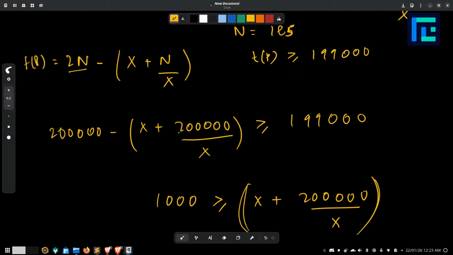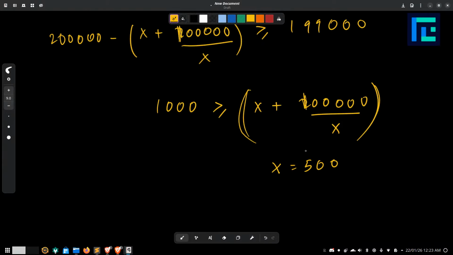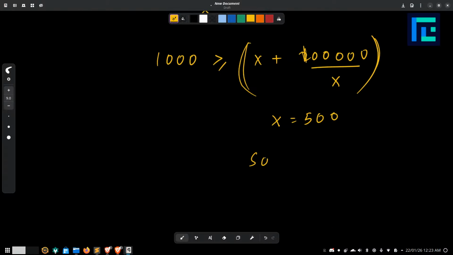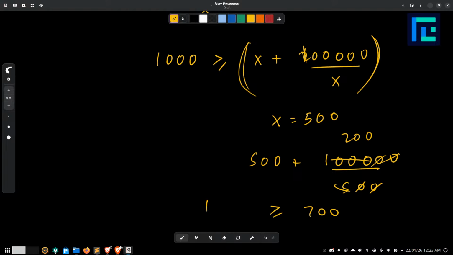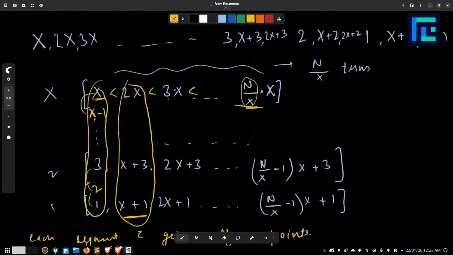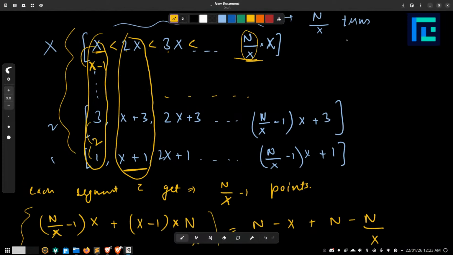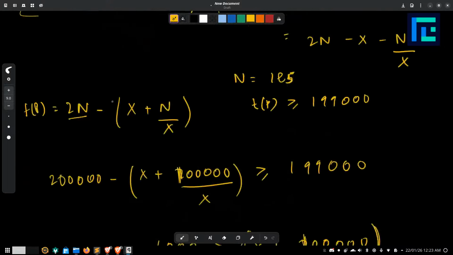Actually, n was 1e5, right? So this is 1. This is 1. Sorry. This is 1. So if we put x equal to 500, this value becomes 500 plus 100000 upon 500. And this is 200. So this becomes 700, which is less than or equal to 1000. So we are actually good to go with the value x equal to 500. So what we can do is, we can put the value x equal to 500 in this permutation, and we'll get the final answer. So let me write that again.